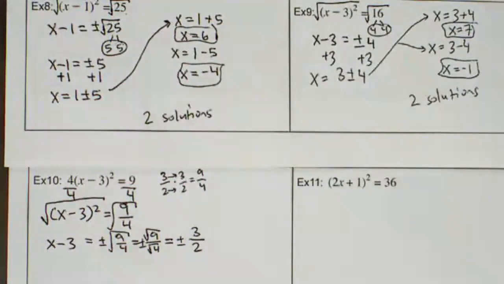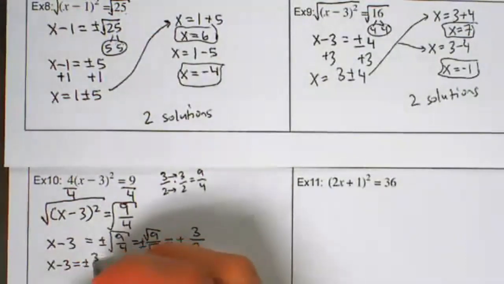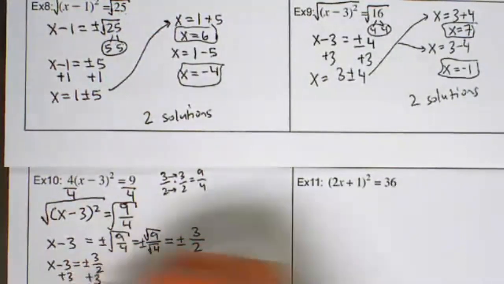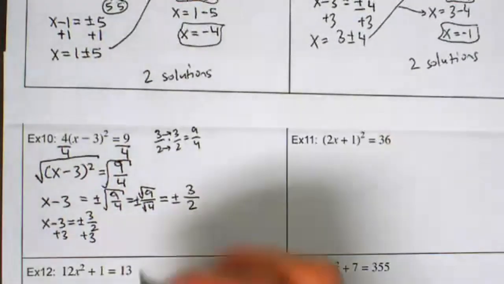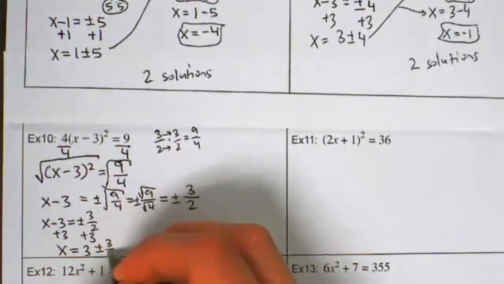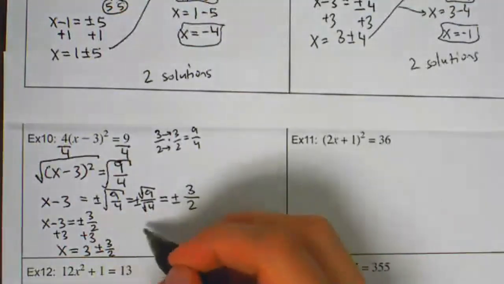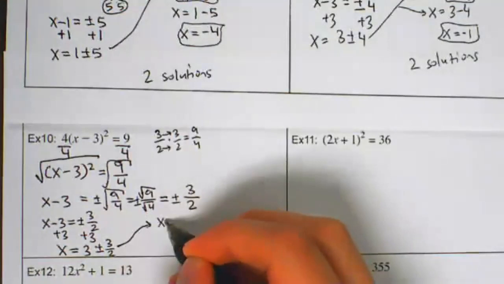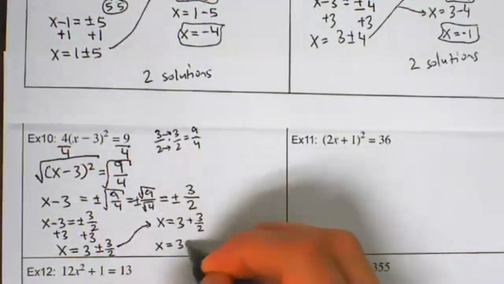And then once again, we need to proceed with this problem as we did before. So we have x - 3 equals plus or minus 3/2. We add 3 to both sides. Let's move this up a little bit. That gives us x equals 3 plus or minus 3/2. And now we have to remember how to add fractions to whole numbers. This is going to require us to split this up once again. So we have x equals 3 plus 3/2, and x equals 3 minus 3/2.